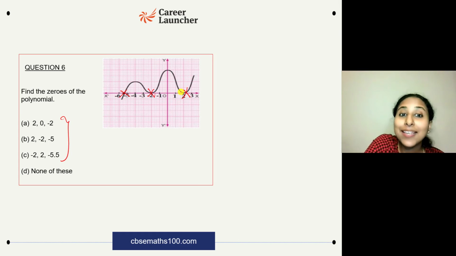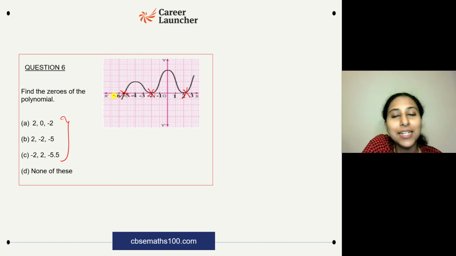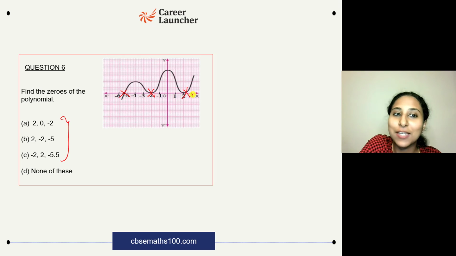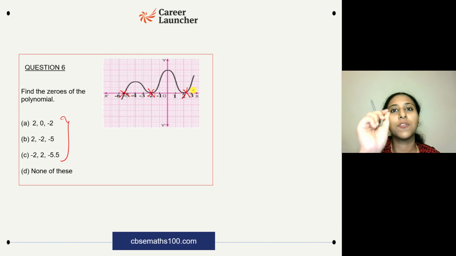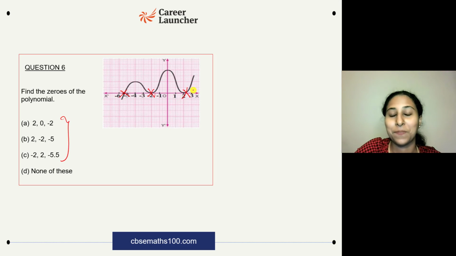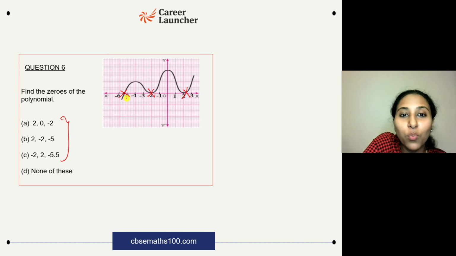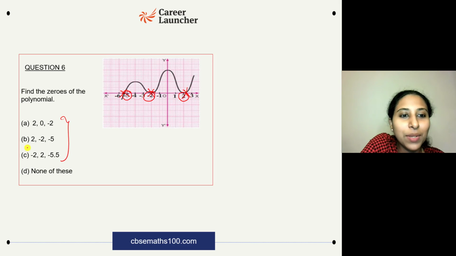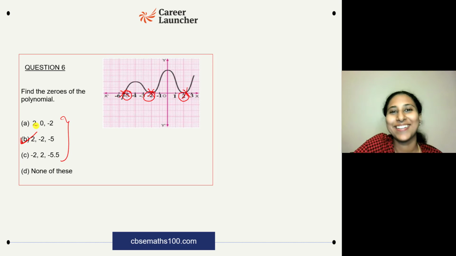Remember, the x coordinate of the points of intersection with the x-axis gives you the values of the zeros of the polynomial, because these x values are the values of x at which the y coordinate is becoming 0, and the y coordinate is the same as the value of the polynomial. So the zeros over here will be minus 5, minus 2, and plus 2 directly. Your answer will be option B.